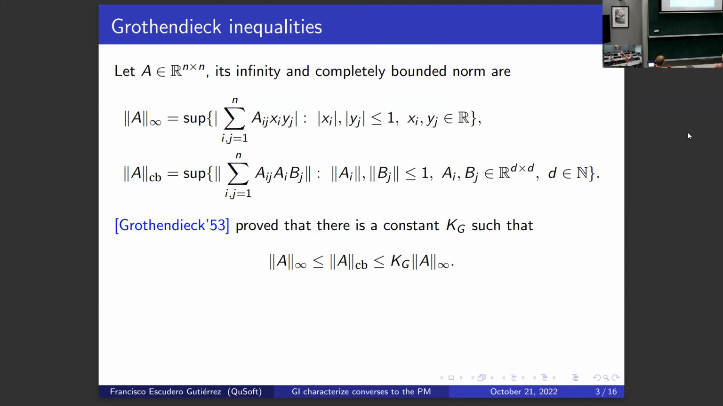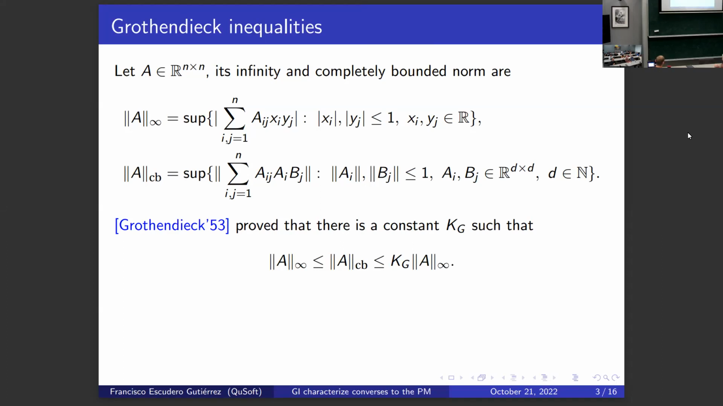And this is interesting in so many ways. The precise value of the best constant here is unknown. The Grothendieck constant is unknown. We have good upper and lower bounds, but it has been an open problem to determine the exact value of the Grothendieck constant for 70 years.